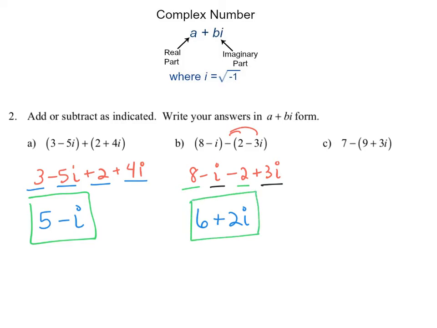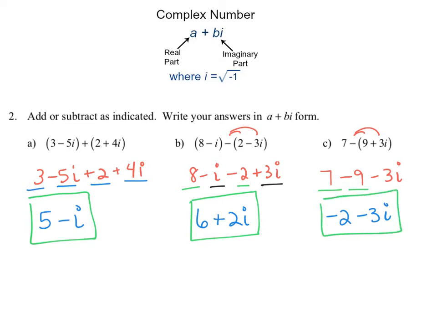In example C, we have 7 minus the entire quantity 9 plus 3i. We will be distributing that negative sign to get 7 minus 9 minus 3i. By combining just the real parts together and simplifying, 7 minus 9 is negative 2, minus 3i. Negative 2 minus 3i is our final answer written in the a plus bi form for complex numbers.